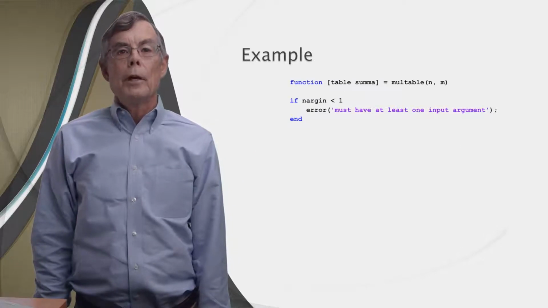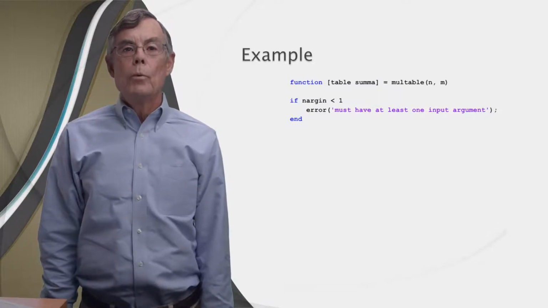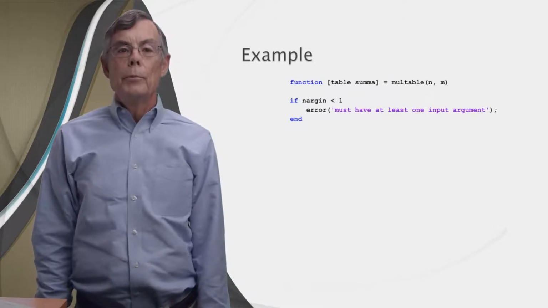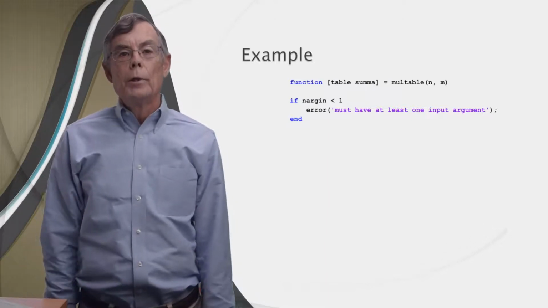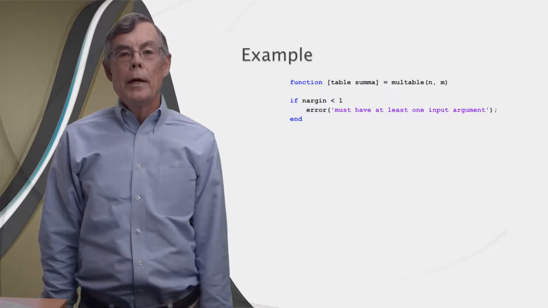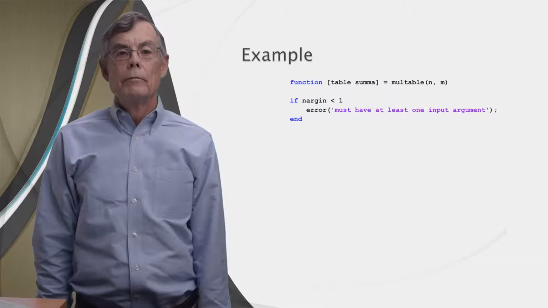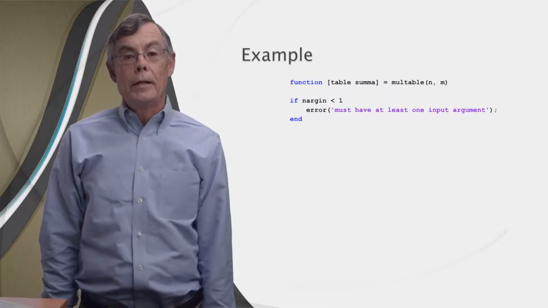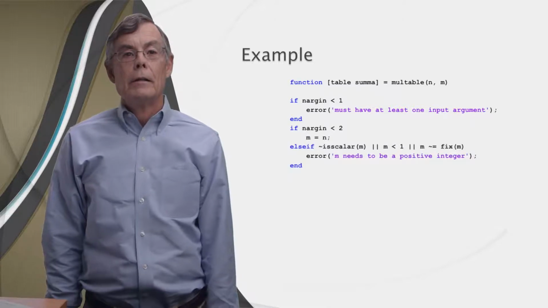First, we check whether the function was called with at least one input. If nargin is smaller than 1, then no input argument was provided. In that case, we call the built-in error function. It prints out the message we give it in red and then terminates the function. That's how easy it is. And we get to print in red. And that's the only way to do that.